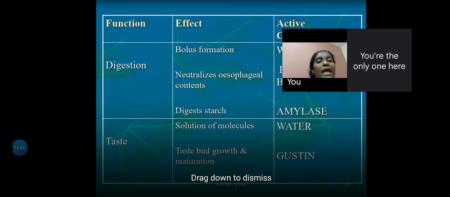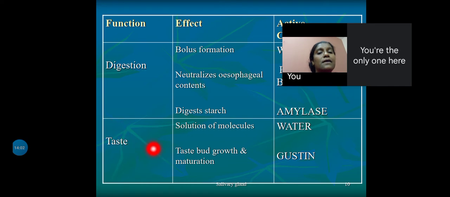Okay. So taste, a very important property of the oral cavity, a very important special sense of the body, can be performed only in the oral cavity. You cannot understand the taste of the food by looking at it, by smelling it, by touching it. You can understand the taste only when it reaches the oral cavity. And what helps in taste perception in the oral cavity? It is the taste buds that are present that help in understanding the taste of the food.